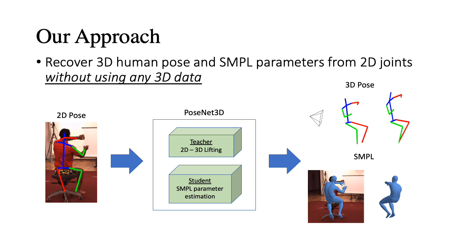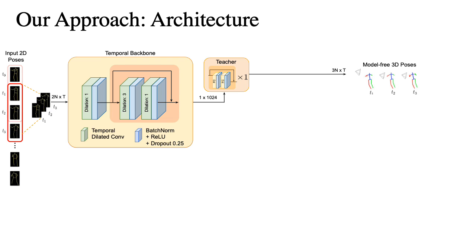We take 2D pose as input to PoseNet3D, which consists of a teacher branch and a student branch. The teacher branch is responsible for 2D to 3D lifting, that is, estimating 3D pose in skeleton format. The student branch is responsible for estimating SMPL pose and shape parameters.